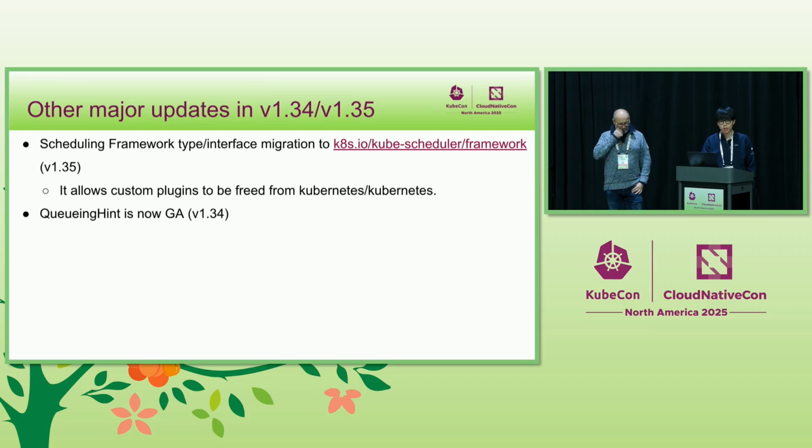But from the last release, 1.34, we migrated those types and interfaces to the staging repository so that everyone can implement their custom plugins with the staging repository, not Kubernetes itself. It will make it easier to maintain your plugins. And the second one is just that queuing hint is now GA at 1.34.